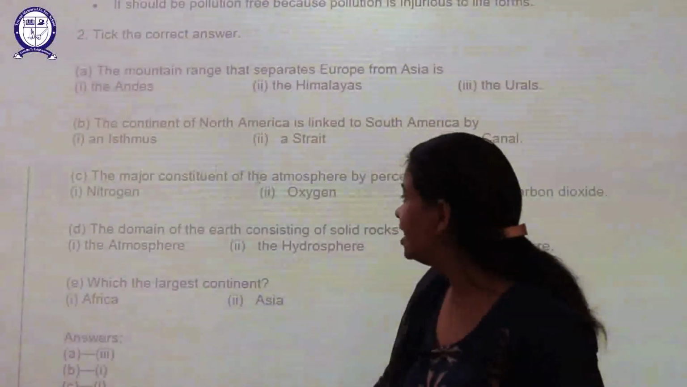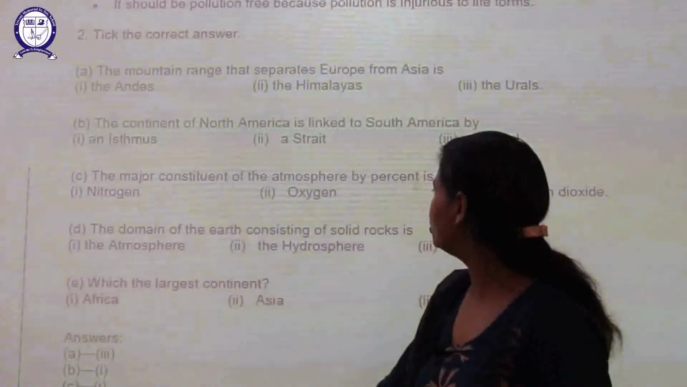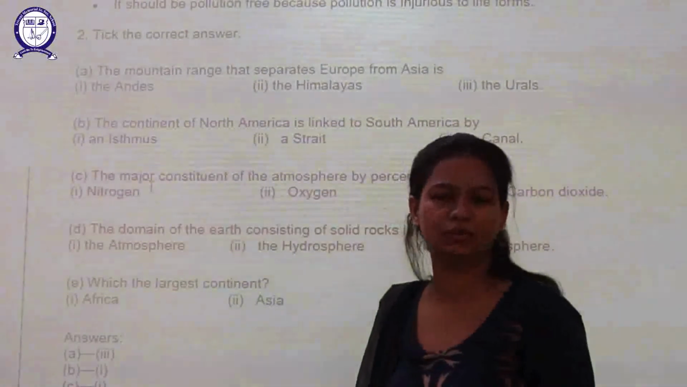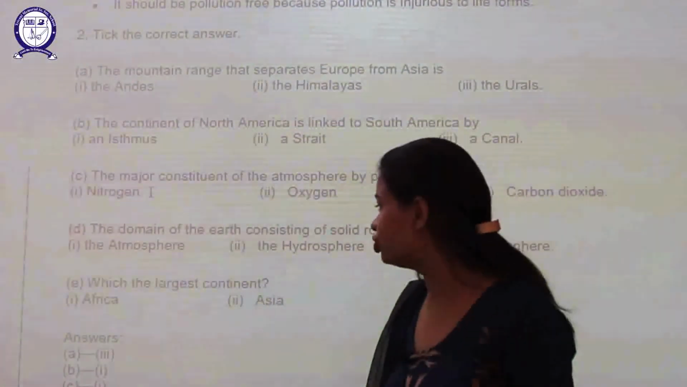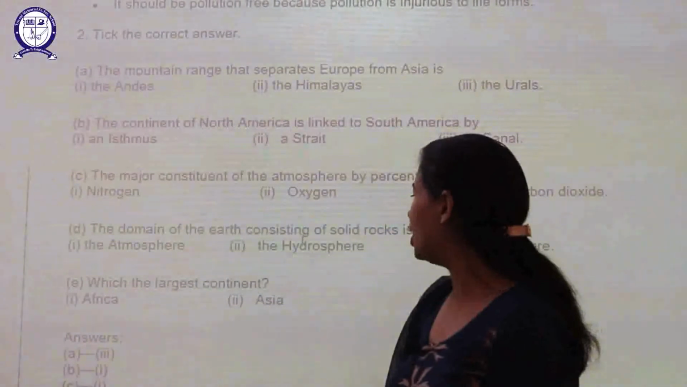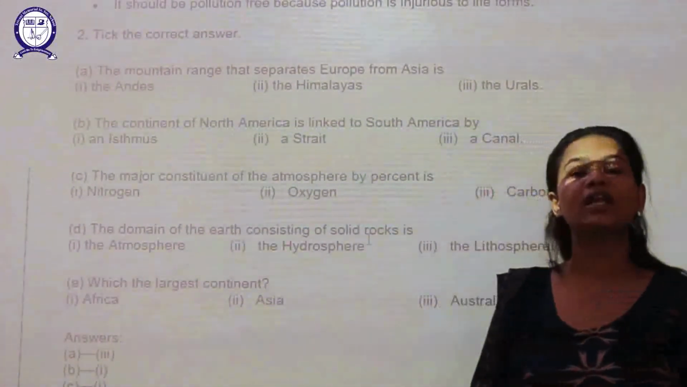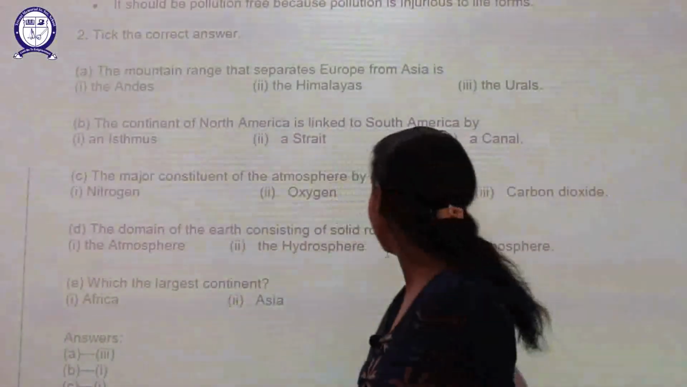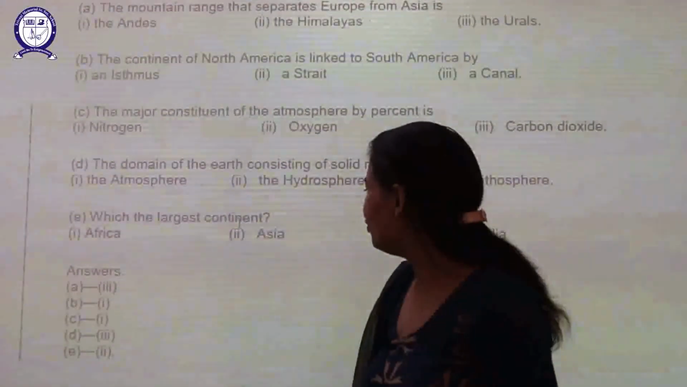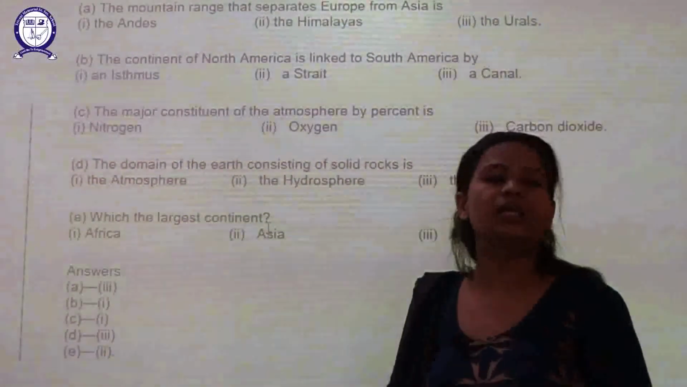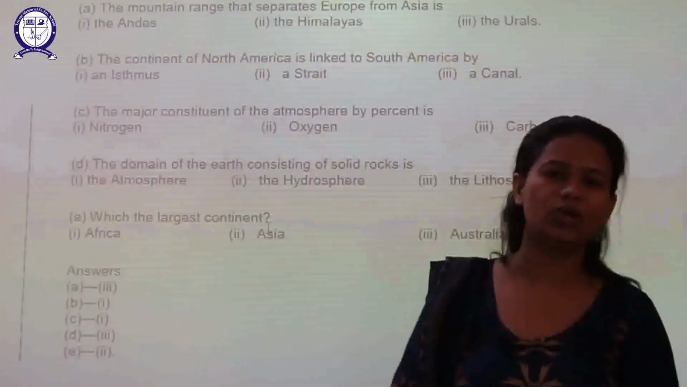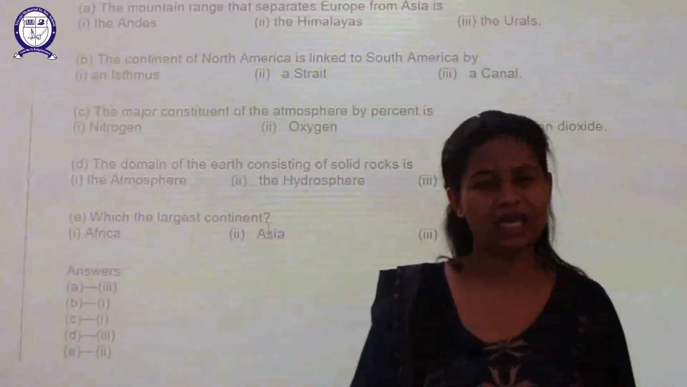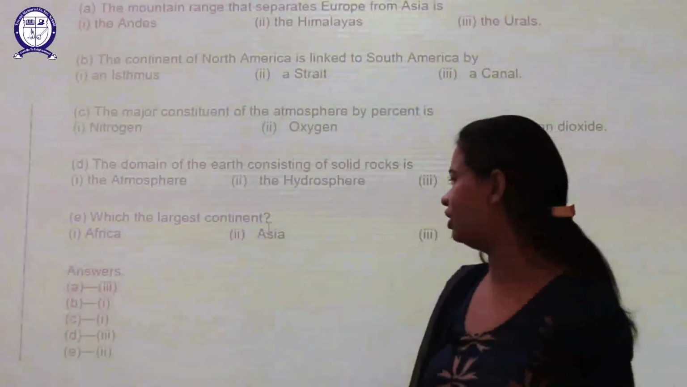The next is, the major constituent of the atmosphere. Which gas is present in maximum quantity in the atmosphere? That is nitrogen. The next is, the domain of the earth that consists of solid rocks, meaning the land portion. Which one is that? That is lithosphere. The next is, which is the largest continent? Remember, students, in the starting of the chapter only I told you that Asia is the largest continent, and we are living in the country India, and India is part of the Asian continent only.